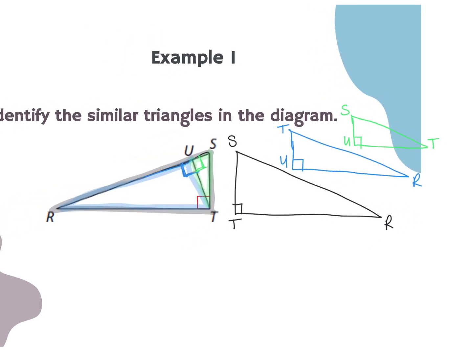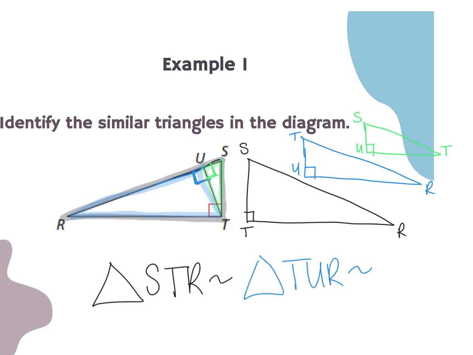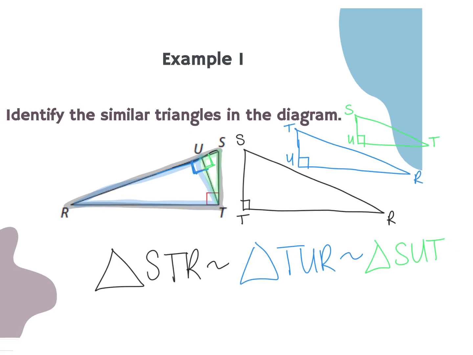So if I'm writing my similarity statement, it's going to be triangle STR is similar to triangle TUR, which is similar to triangle SUT. If it helps to draw the triangles out to write your similarity statement, draw them out so you're not getting lost on what goes where, because these are specific ways that you can write them. It's not just write whatever you want; you have to write it in a certain way.